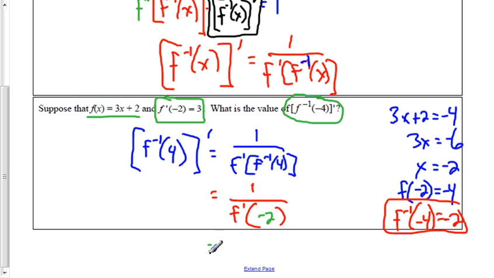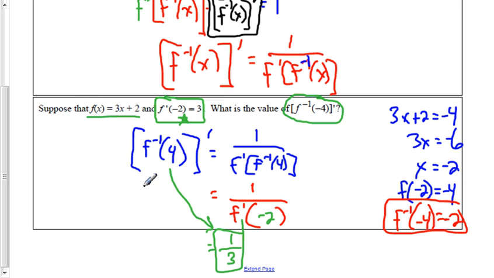Okay, and now what's that equal to? Well, what's the derivative of f when x is negative 2? They had to give us that, and that equals 3. So I just found the derivative of the inverse to be 1/3.